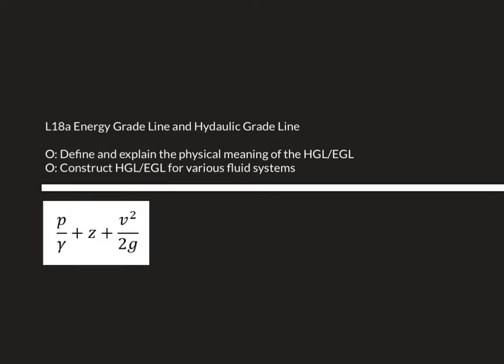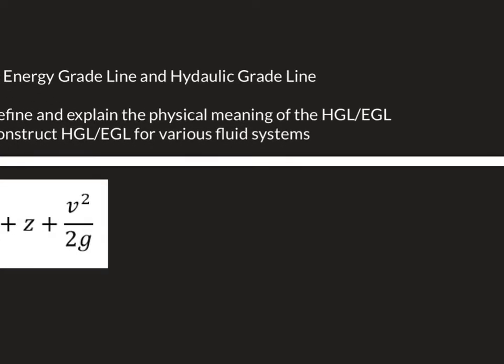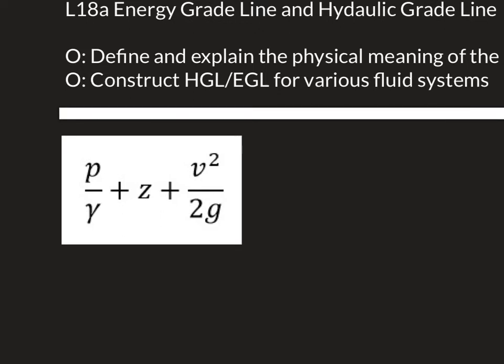So what I want to consider is this quantity, P on gamma plus Z plus V squared on 2g. You'll recognize that if this were Bernoulli, we would say this equals a constant, and you would put little subscripts, ones or twos, and work this way. Or if this were the energy equation, we have this quantity again, but we include things like head loss and pumps and turbines, and some alphas.